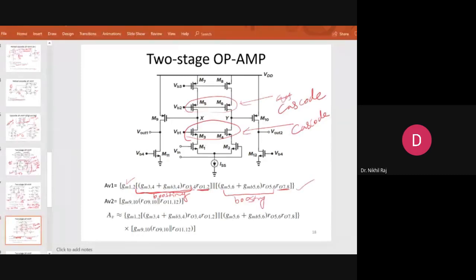Now coming to AV2. AV2 is a simple common source amplifier, so no change here, simply GM into the parallel resistance. So the effective gain will be AV1 into AV2. Now you see the overall gain is very high. I can achieve a much higher gain.